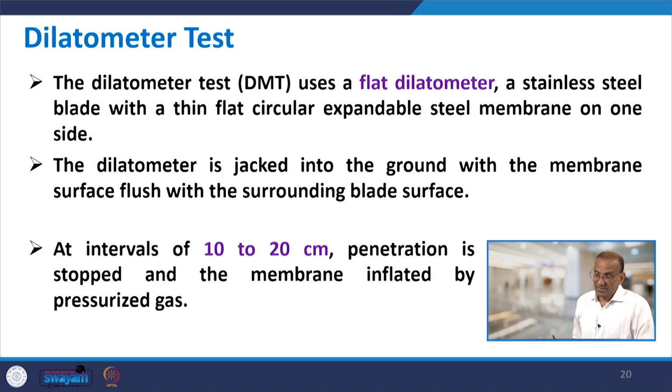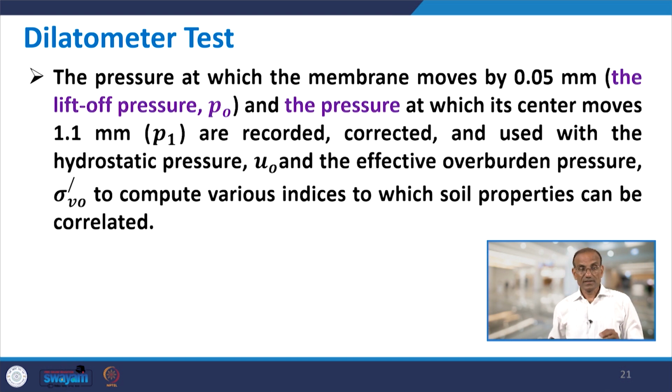So, in this case pressurized gas is used, once penetration is stopped, to inflate the membrane. Continuing with the dilatometer, the pressure at which the membrane moves by 0.05 mm is what is called the lift off pressure, denoted as P naught. The pressure at which its center moves about 1.1 mm is P1. They are both recorded.